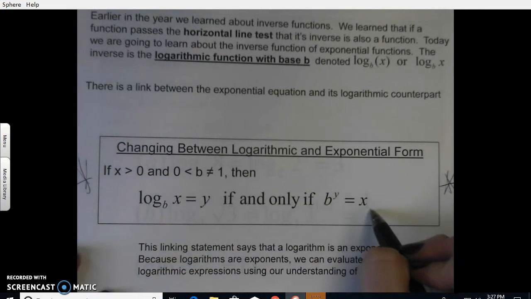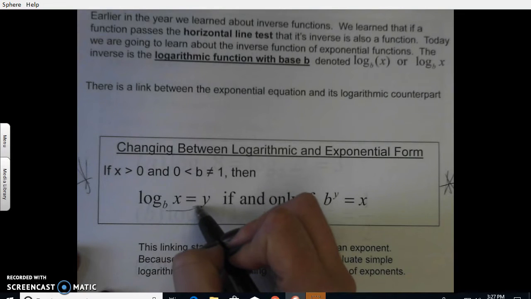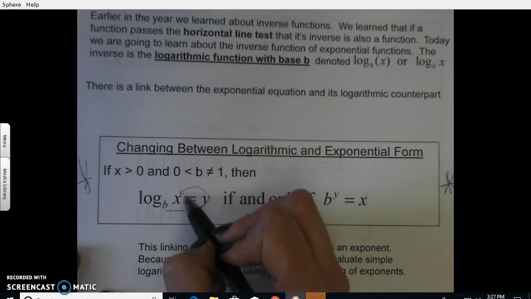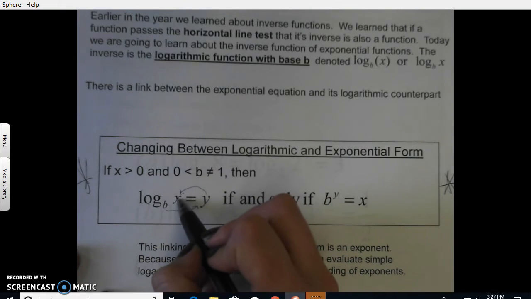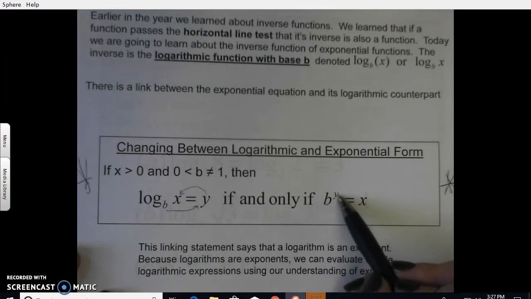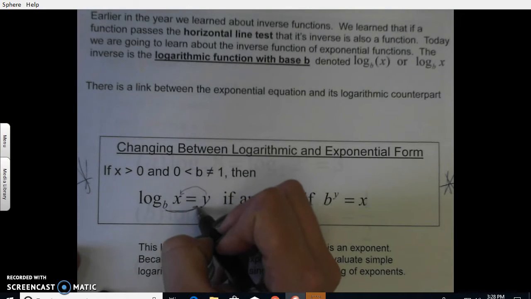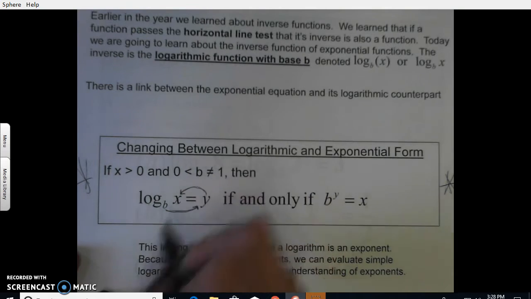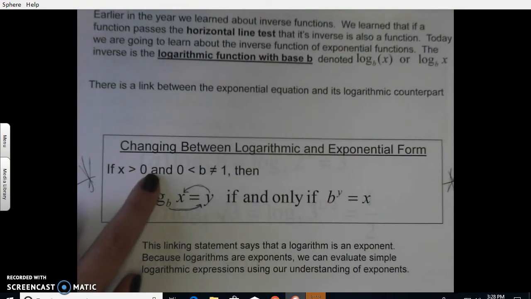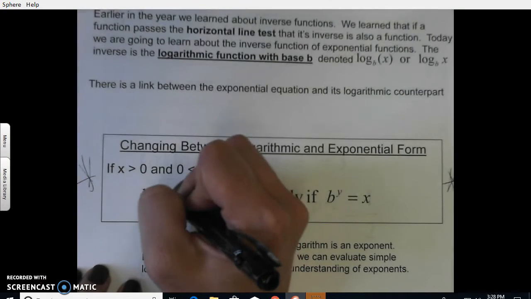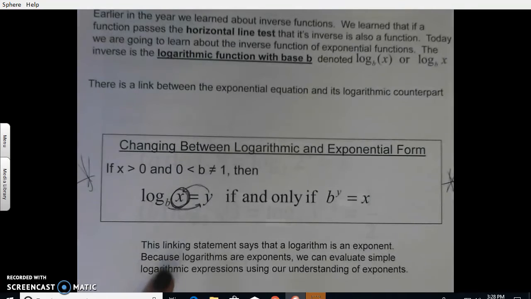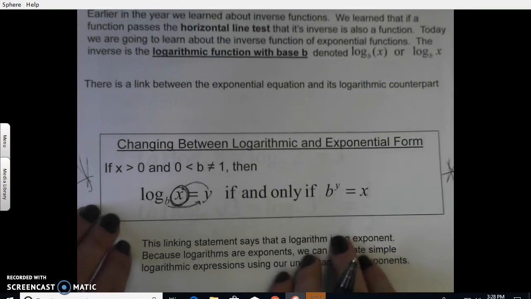The way we get from log to exponential form is by making this circle. b to the y power is equal to x. x is greater than 0 means we cannot take the log of a negative number. So x always has to be positive.